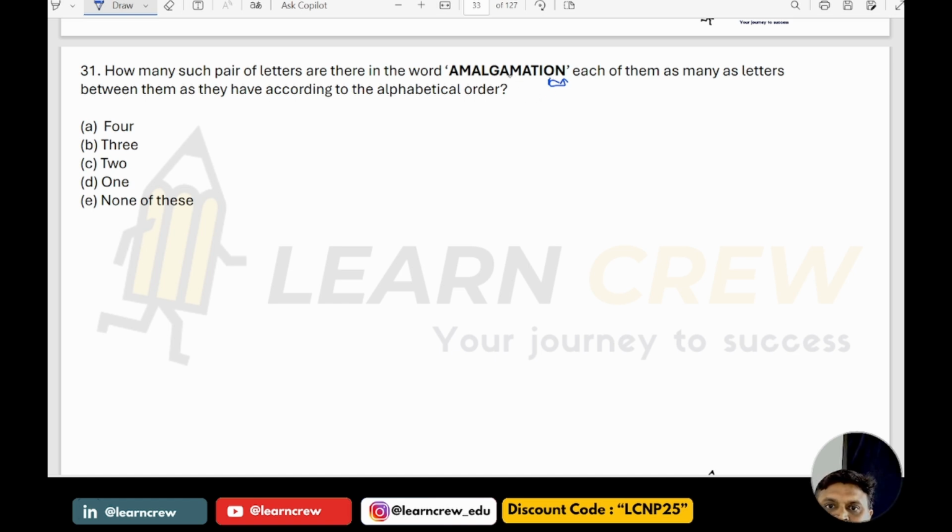Now, G, H, I, J, K, L, M, N. So you can see G and N. And you can also see M, N, O, P, Q, R, S, T. So M and T. So we have three such pairs.